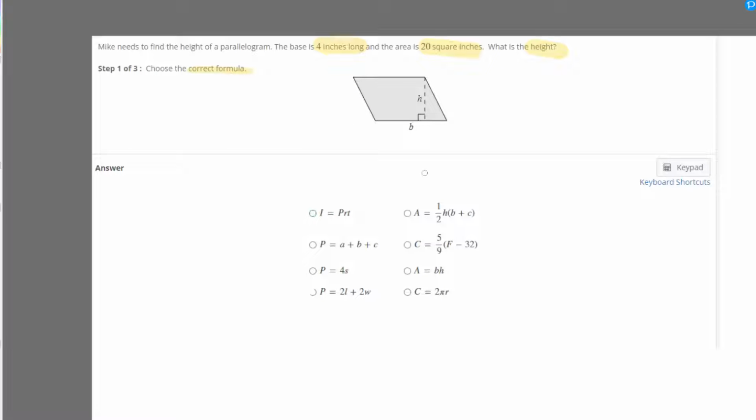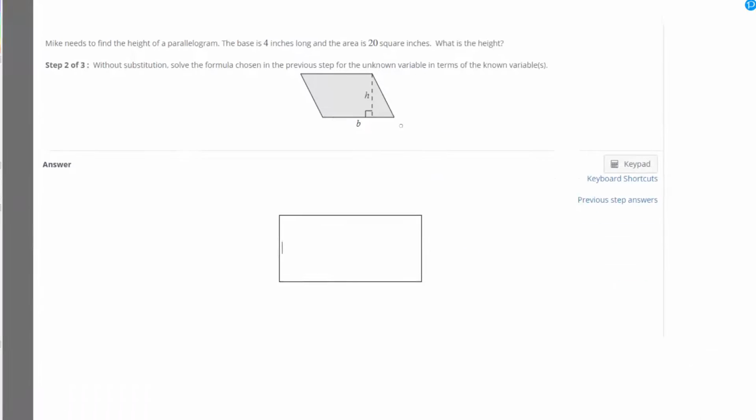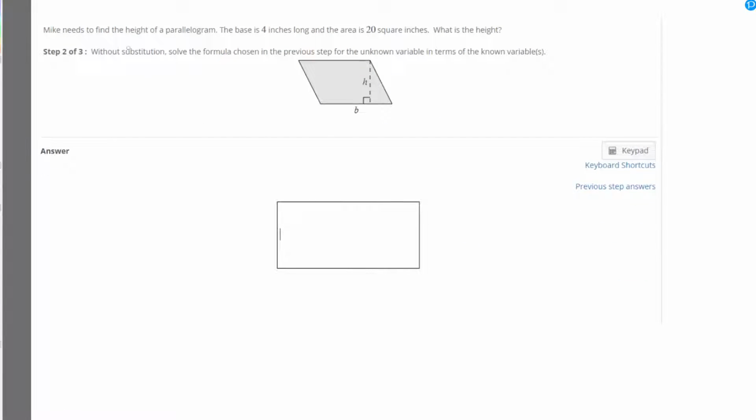So the correct formula for a parallelogram is area equals base times height. Again, we went over this a little bit in my last video. Step 2 of 3 is going to ask us to solve it without substitution. What this without substitution thing means is that it's asking you just to solve using the letters, but not with the numbers that were given. It's kind of a red herring.